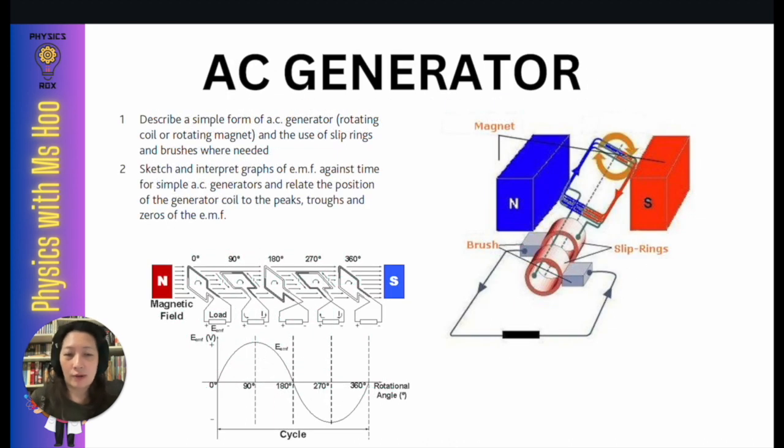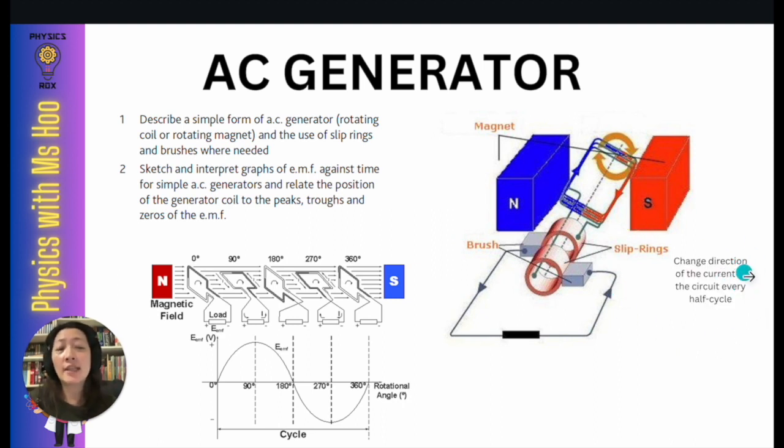From this, you need to know how an AC generator works. You need to be able to describe a simple form of AC generator using a rotating coil or rotating magnet, and the use of the slip rings and brushes where needed. So similar to the DC motor, you need to be able to describe the functions of the slip rings and the carbon brush. So how do you describe the function of a slip ring?